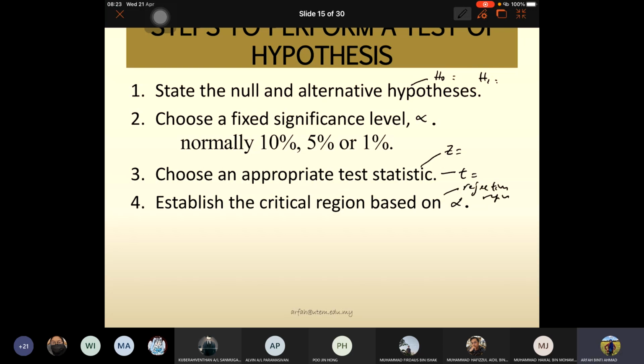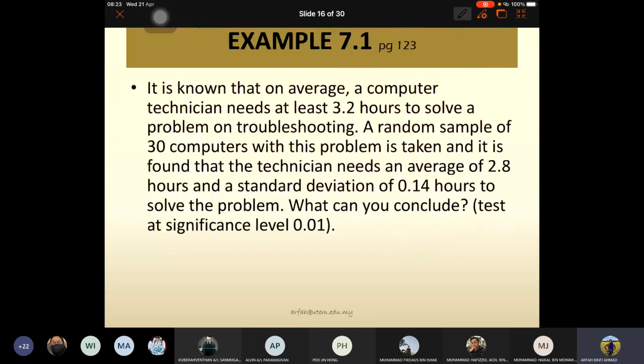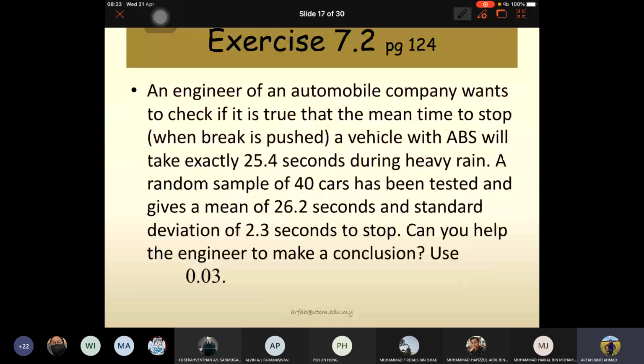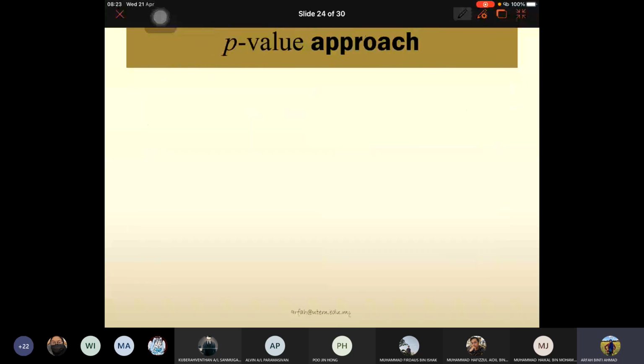Okay. So sama ada awak akan ada one tail atau two tail. Okay, untuk dia punya rejection region. And then make a conclusion. Okay, decision is based on step 4. So decision dekat step 4 awak akan buat reject H null or accept H null. Okay, and then conclusion that you are going to draw. So we have to go through this exercise and then kita tengok juga untuk proportion.